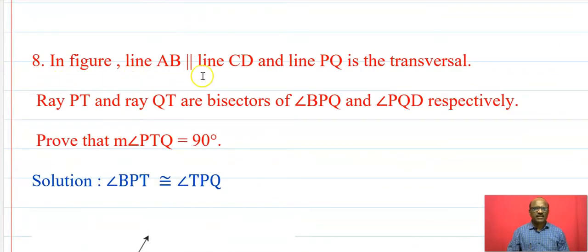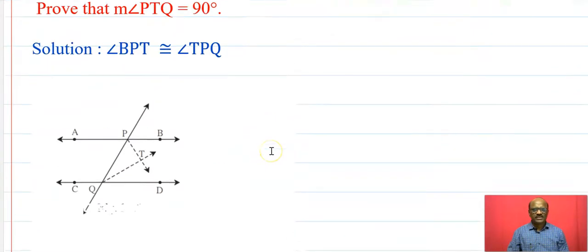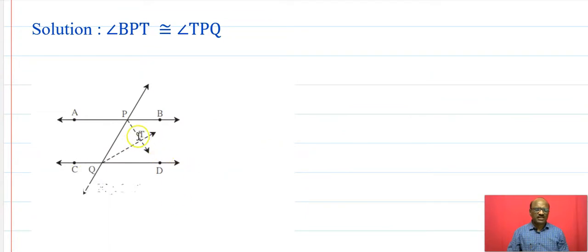In the figure, line AB is parallel to line CD and line PQ is the transversal. Ray PT and ray QT are the bisectors of angle BPQ and angle PQD respectively. Then prove that the measure of angle PTQ is equal to 90 degrees. Now see, these two lines are parallel, and ray PT and ray QT are the bisectors. Now we want to prove that the measure of angle PTQ is equal to 90 degrees.